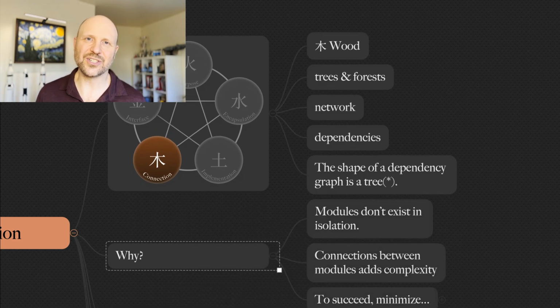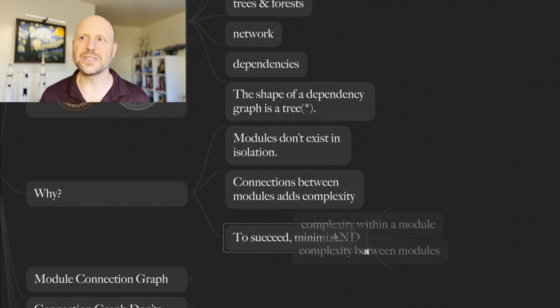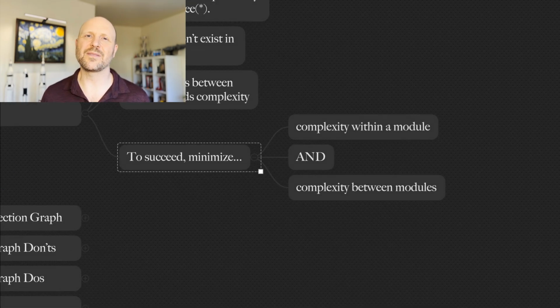So why does connection matter in modular design? Well, the key thing is that modules don't exist in isolation. They are used together in a network. There is a connection graph, a relationship between all these modules. And those connections between modules also add complexity to our system. In order to succeed in minimizing the complexity of the whole system, we need to minimize the complexity within a module, and we need to minimize the complexity between modules.